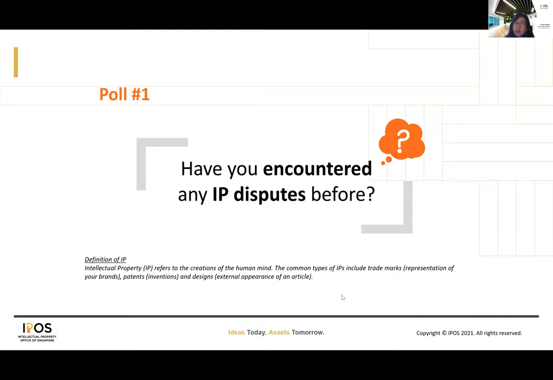Hopefully, after today's session, you'll be well equipped so that in the event you do encounter an IP dispute, you will know what is the appropriate mode of dispute resolution which you can choose. So thank you very much, Tiffany.